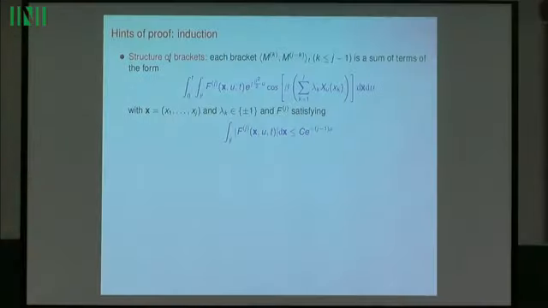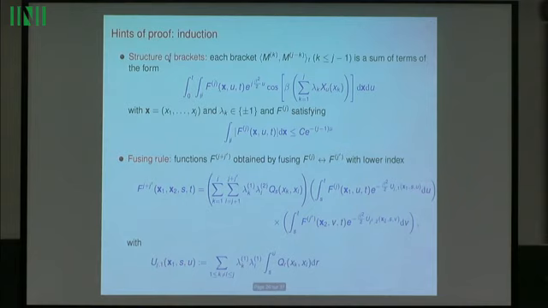And so how can you prove such a bound? You can prove it by induction, and for the induction to be true, you need some way of recovering the function fj from lower index. So there is a fusion rule if you want.